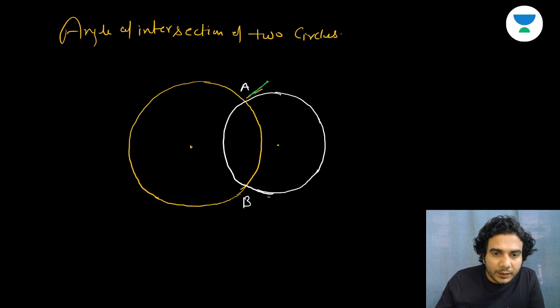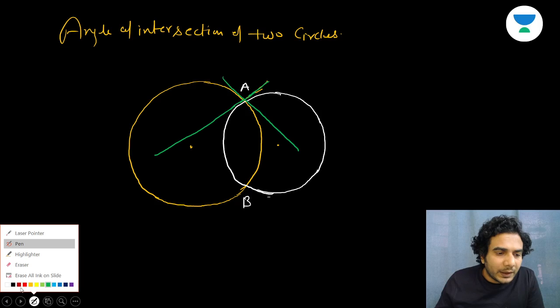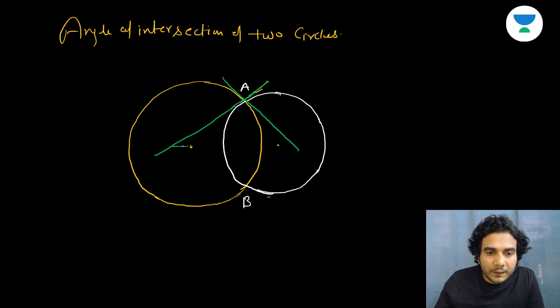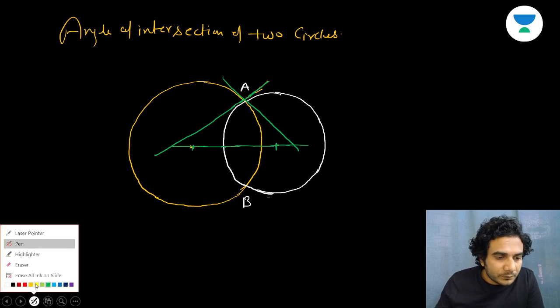This is tangent at point A, which is not passing through center. This is tangent to another circle at point A, okay. So these are tangents. So angle between the curves is nothing but angle between their tangents, right? I hope you know that. Angle between the curves is nothing but angle of intersection, means angle between their tangents at their point of intersection.